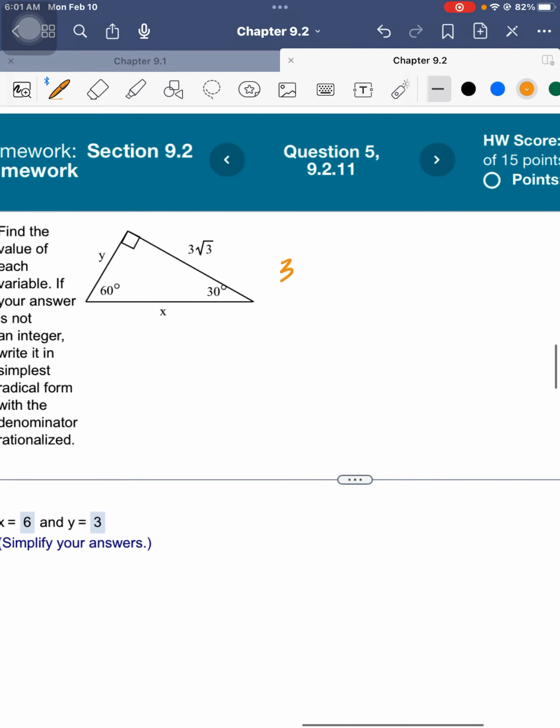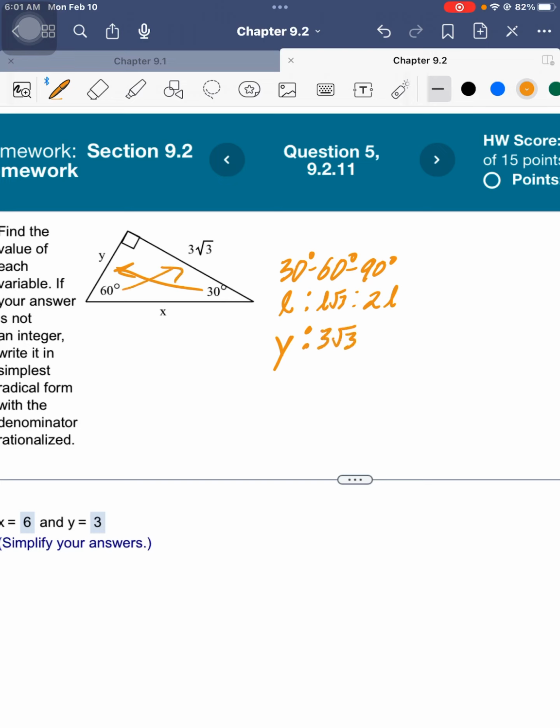So once again, we have a 30, 60, 90 triangle, which has the ratio of L, L square root 3, and 2L. Okay, so 30 is corresponding to the y, 60 is corresponding to the 3 square root of 3. And the 90 is corresponding to the x. So the only one that we can set equal to something is these two. So let's set these two equal to each other.